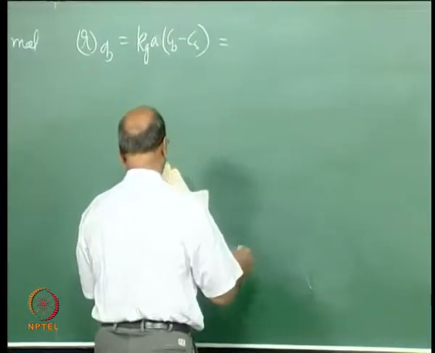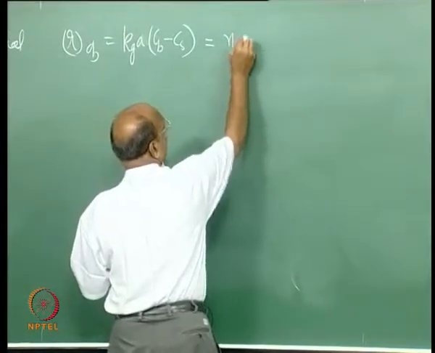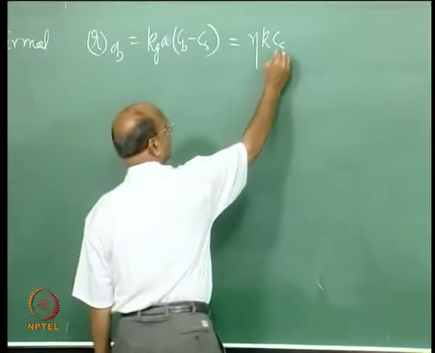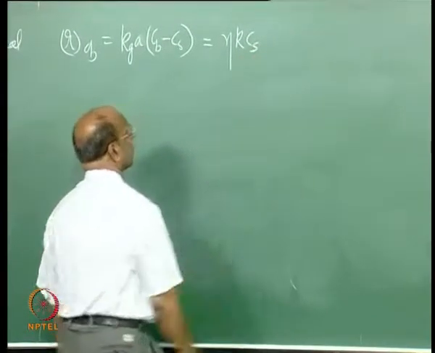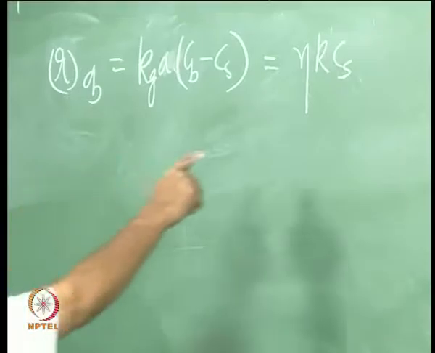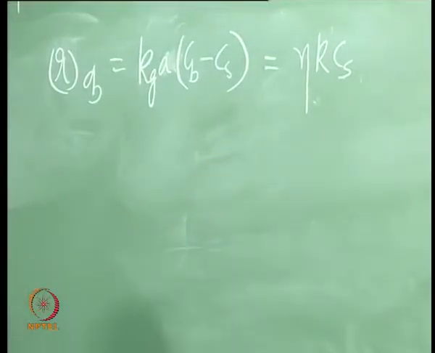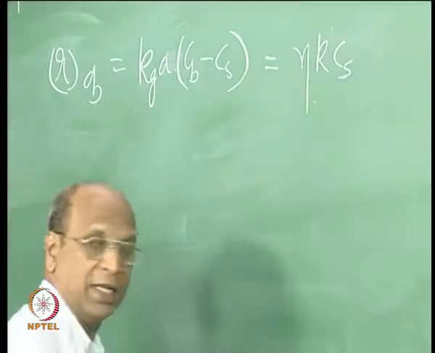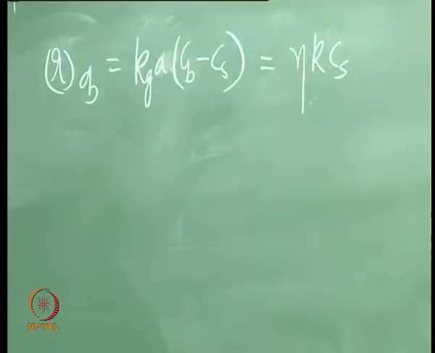Here I have eta k C s. No, not eta bar, eta. This is logical for me, right? So this eta I know already, that is the internal intraphase effectiveness factor. So this is the intrinsic rate, that multiplied by this will give me the rate on the surface.